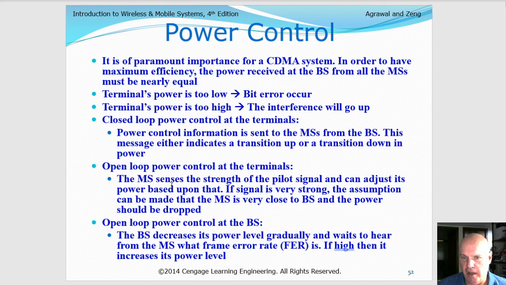And then you can also have open loop power control at the base station, where the base station can decrease or increase its power level gradually and wait to hear from the mobile station what the frame error rate is. Okay, I think that's it for CDMA 1.